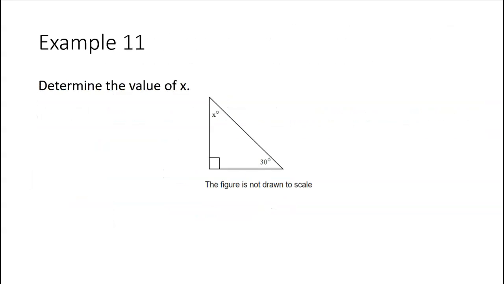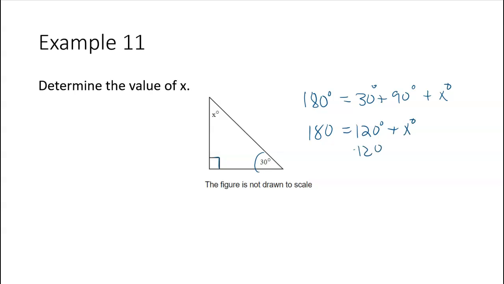Determine the value of x. So what we know is that the whole triangle is equal to 180. And we know one angle is 30. We know this angle is 90, and then x. So 180 is equal to 120 plus x. We could reason that out and just know it's 60, or we could subtract 120 from both sides and see that x is 60 degrees.